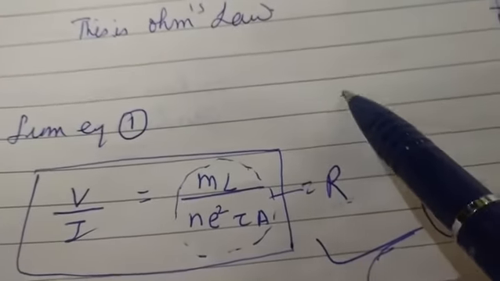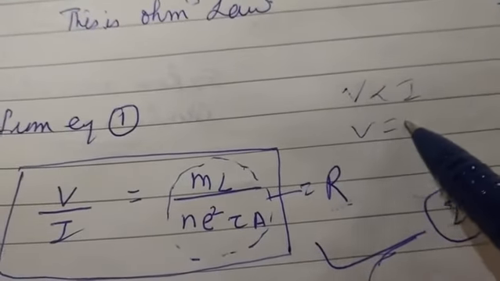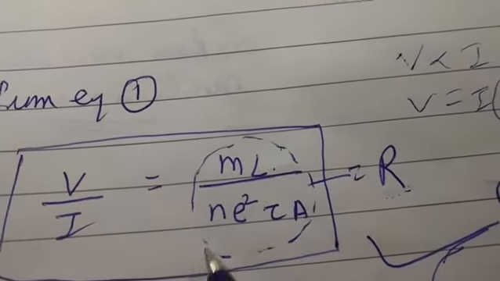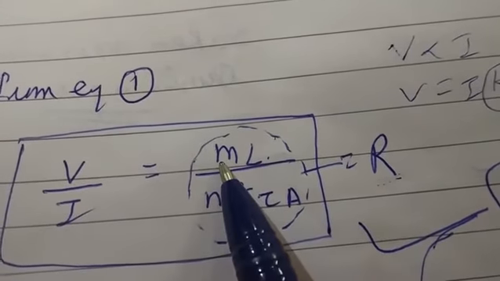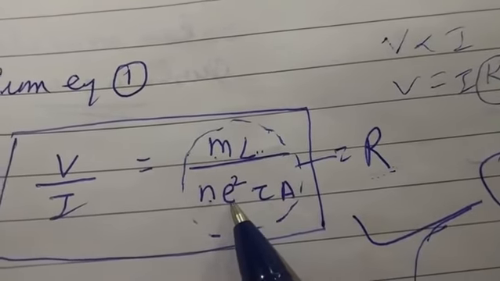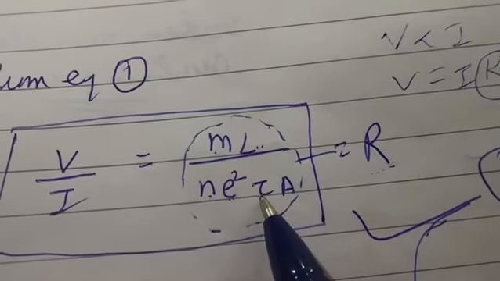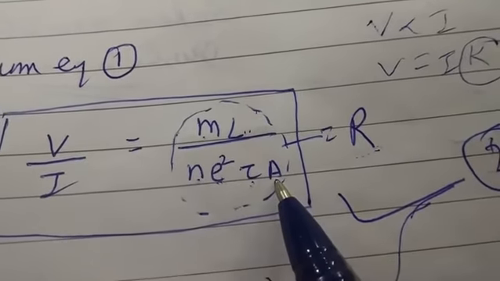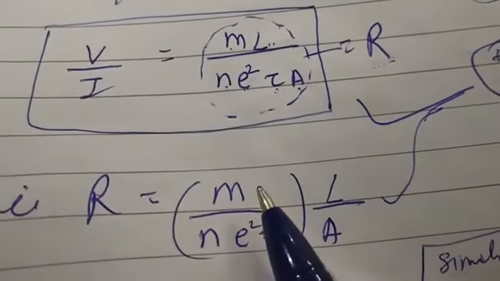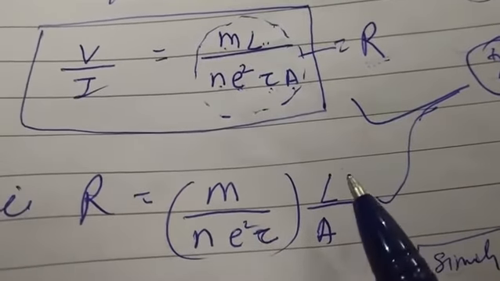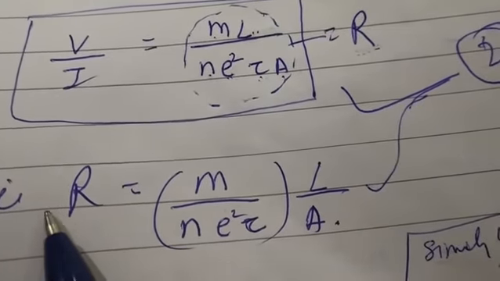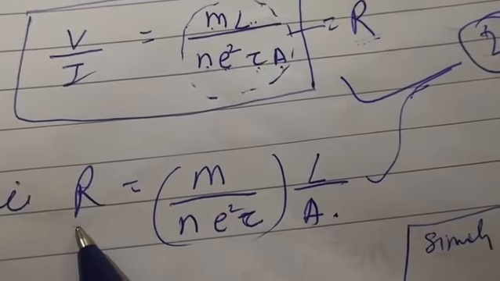So already we have discussed V is proportional to I, or V is equal to I R. So what is R? R is equal to m l upon n e square tau A, where m is the mass of the electron, l is the length of the conductor, n is the electron density, the number of electrons per unit volume, e is the charge on the electron, tau is the relaxation time, and A is the area of cross section. So R is equal to m upon n e square tau into L upon A. So what are the factors on which the resistance of the conductor depends?